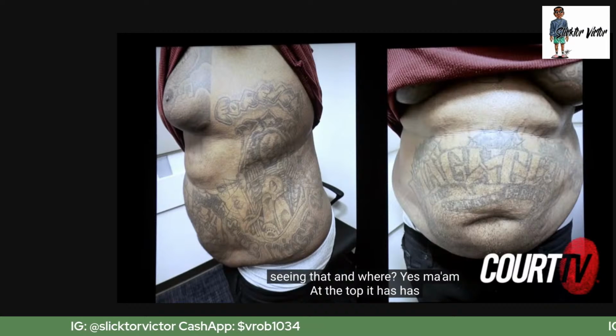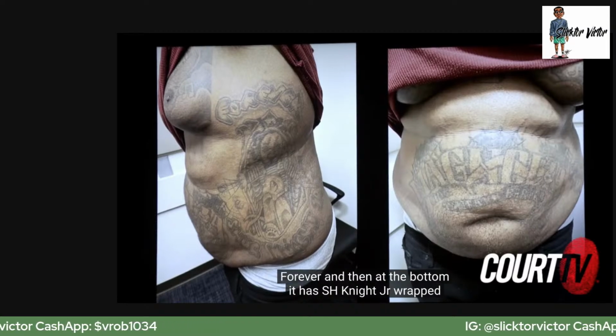And did you document anything on the photo on the right? No, ma'am.